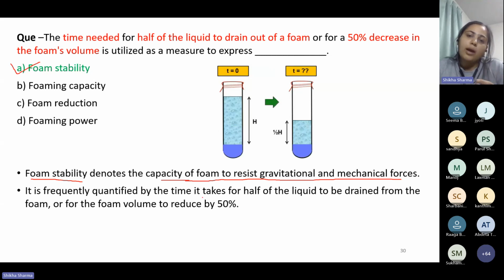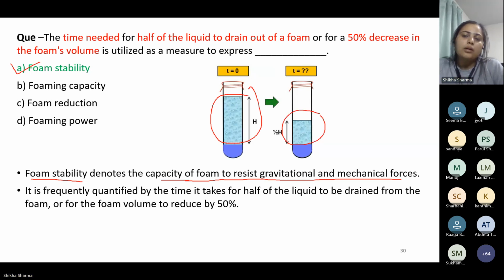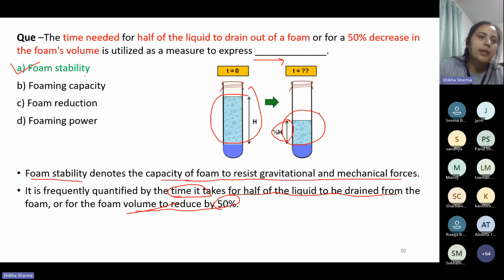If we look at time zero, this much height of the foam forms, right? After some time there will be some reduction in the foam, and the height will reduce because of the gravitational and the mechanical forces. So the foam stability is the time it takes for half of the liquid to be drained from the foam. We calculate the time in which the height goes to half, or the foam volume is reduced by 50%. So option A is correct here.